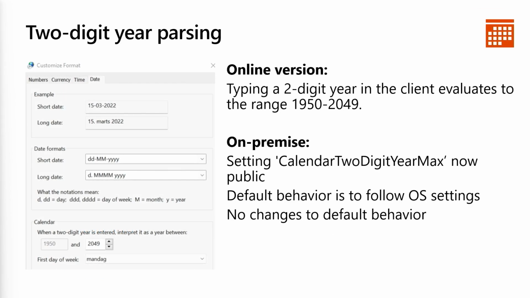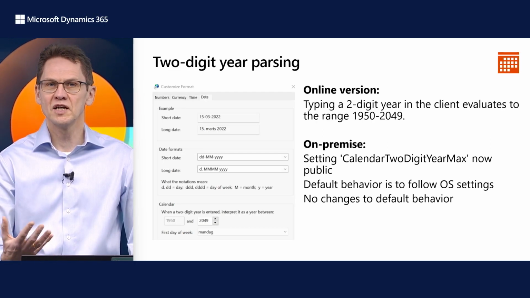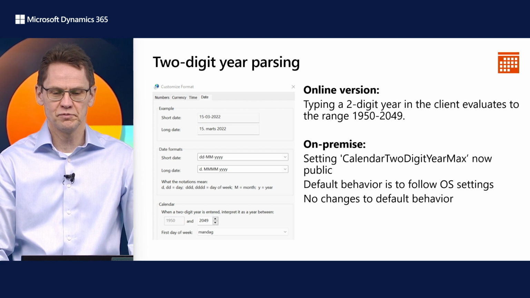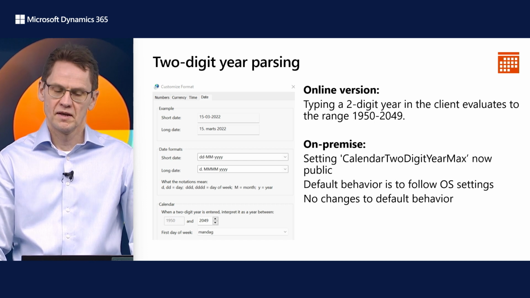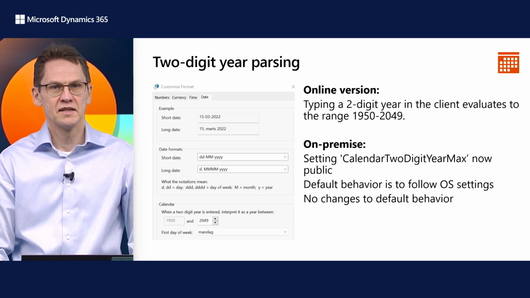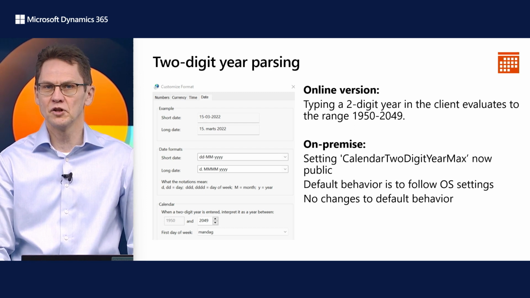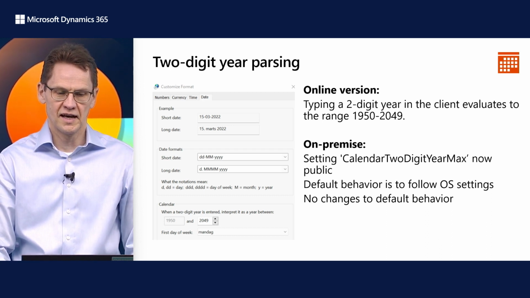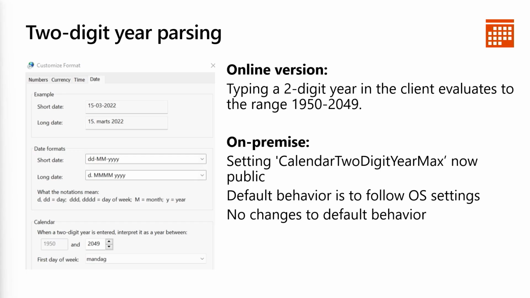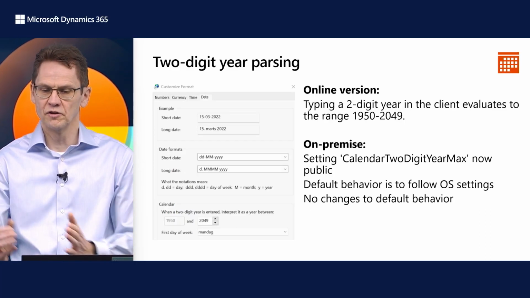Another change in this version of the product is that we've changed the behavior when you type in years using only 2 digits. In the online version, typing a 2-digit year will now evaluate to the range between 1950 and 2049, instead of 29 as it was before. For on-premise, the behavior is unchanged. The behavior is actually defined by the operating system settings. You can change that, and you can see here the dialog where you change it. Or you can use the server setting Calendar 2-digit year max, which is now public, so that you can get the cutoff year where you want it.